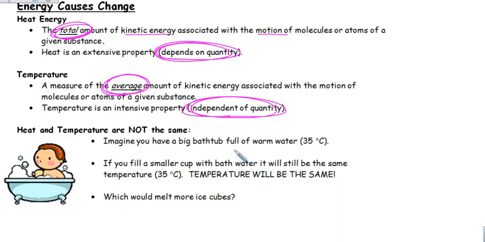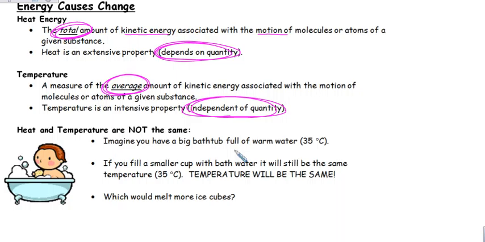Okay, but now let's say I add ice cubes. I'm going to add ice cubes to the giant bathtub full of warm water, and I'm going to add ice cubes to the small cup of warm water. And I ask myself, which sample should melt more ice cubes? The small cup of bath water or the large tub of bath water? And again, they're both at the same temperature.